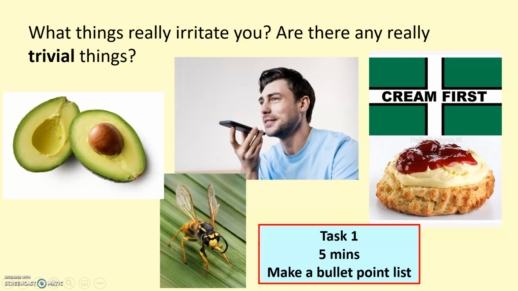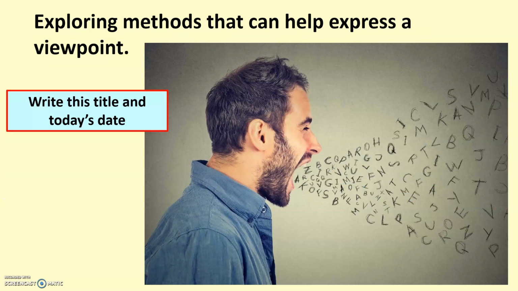So a quick bullet point list, have a think. You'll need this for later, you see, so it's important to have a go at this activity. I'm going to get quiet for 5 seconds. Have a go at that for me now, please. Pause this video. Right, well there we go. That's task number 1 done. Let us move on then.